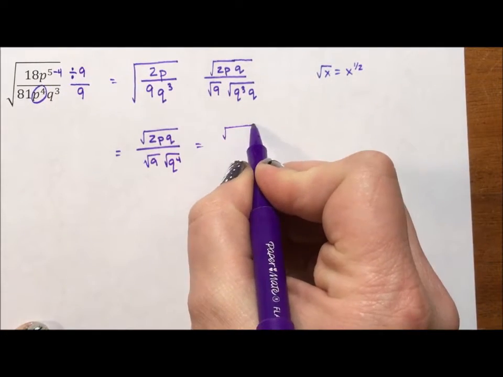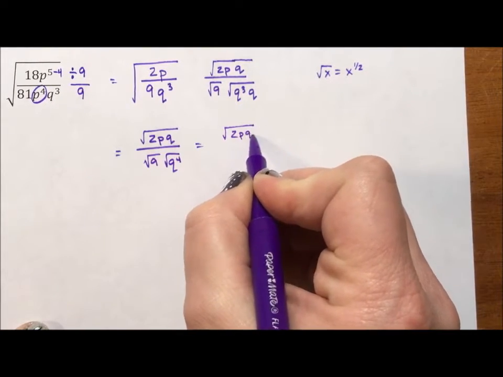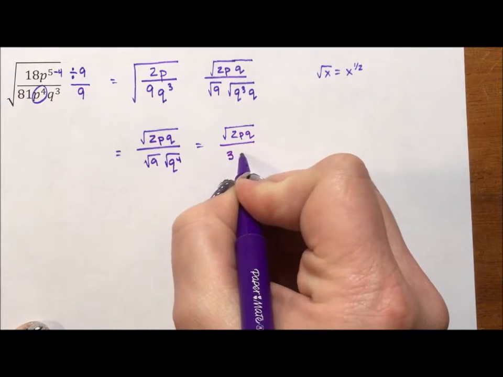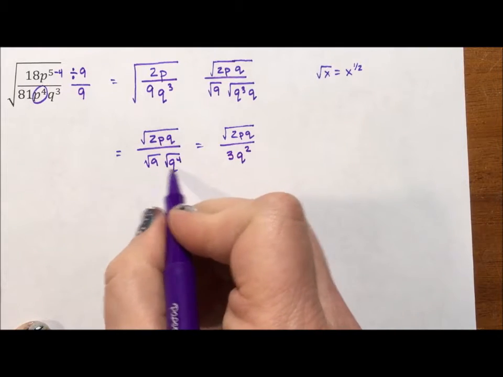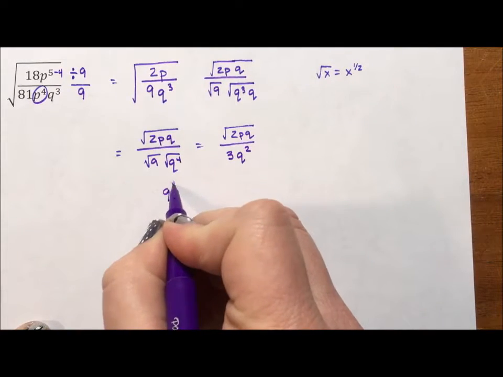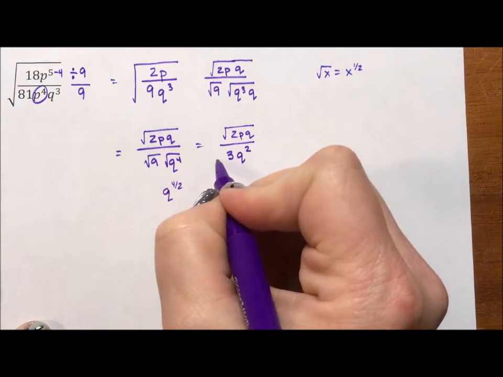And now we can have the square root of 2pq over 3q squared. Using this 1/2 idea, this is the same as q to the 4/2, and 4 divided by 2 is 2.